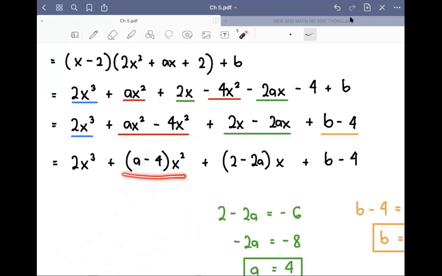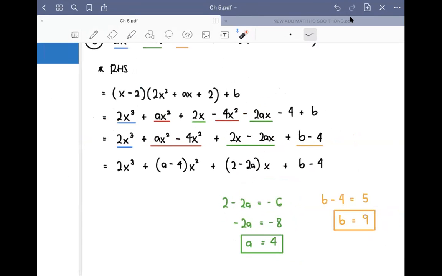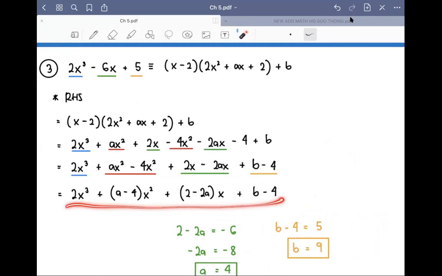Okay, and then same with this. How do you factorize this? So your common factor is x, right? X and x, and then you divide each of this by x. So 2x divided by x, you get 2, and then negative 2ax divided by x, you get minus 2a. So that's how I factorize these terms here, and then you just bring down b minus 4, and that's it. Once you're here, you are ready to compare this to this one.